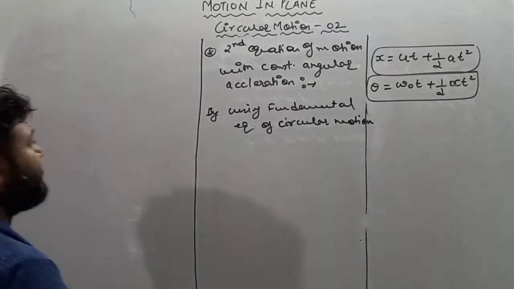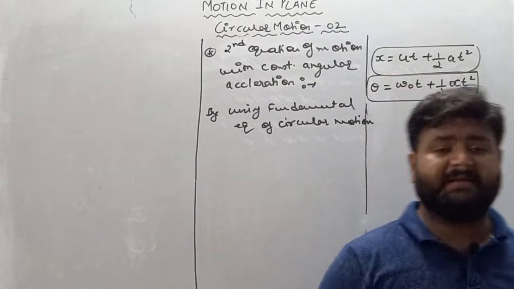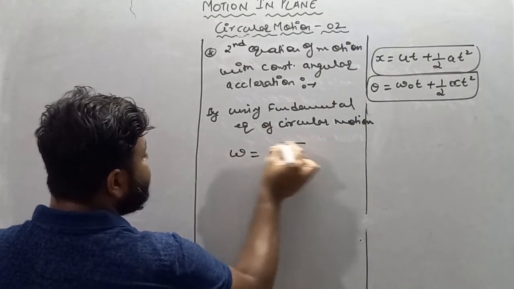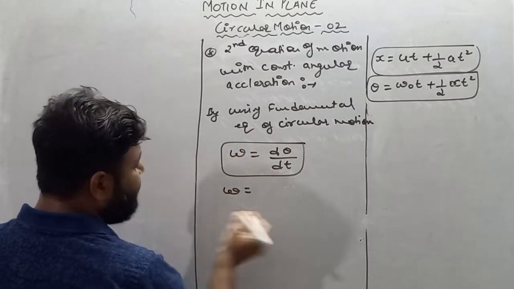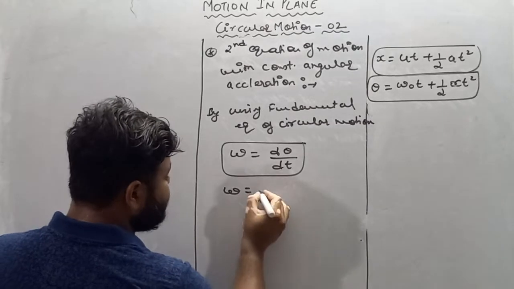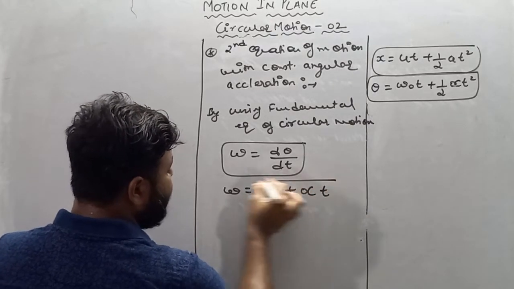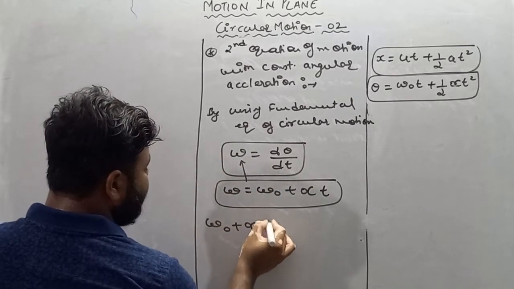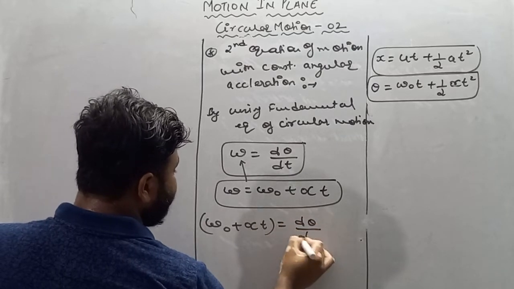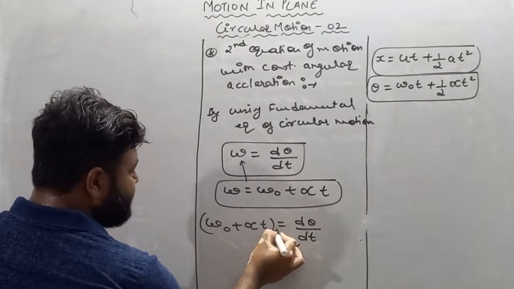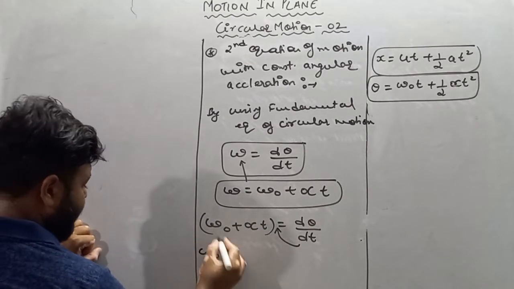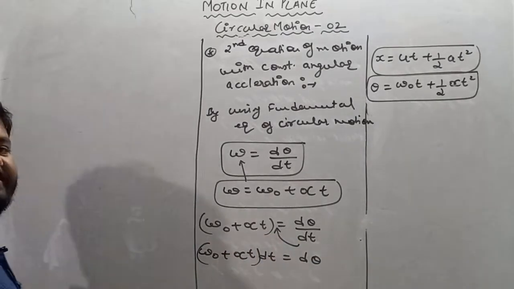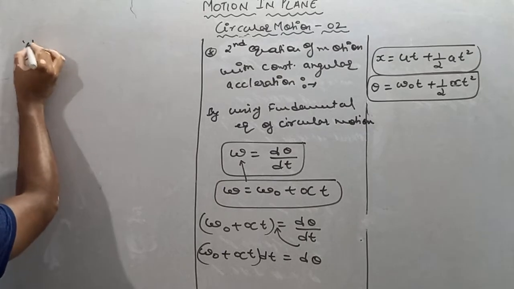So moving forward, my dear students, we are using a relation that omega is equal to d theta by dt. Now we all know, we'll get the value of omega from the first equation of motion. It is omega is equal to omega naught plus alpha t. Now I'll put this value here. So it is omega naught plus alpha t is equal to d theta by dt. Now I'll take dt this side. So it will be omega naught plus alpha t into dt is equal to d theta. Now I have to integrate this equation. So integrating both sides.